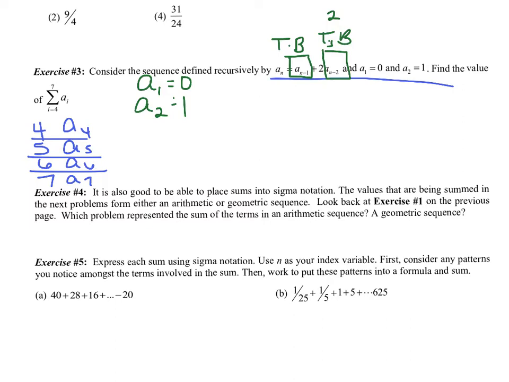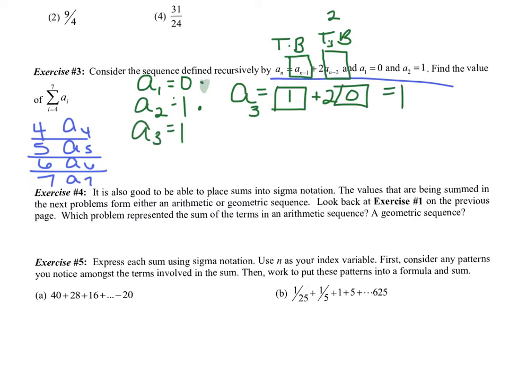So here's what I'm going to do to now find the 3rd term. I need to take the term before, which is a 1, plus 2 times 2 terms before. Well, if a sub 2 is the term before, a sub 1 is 2 terms before. And that's going to give me 1. And notice how term 2 is 1, so is term 3. That is okay. Now, let's find the 4th term.